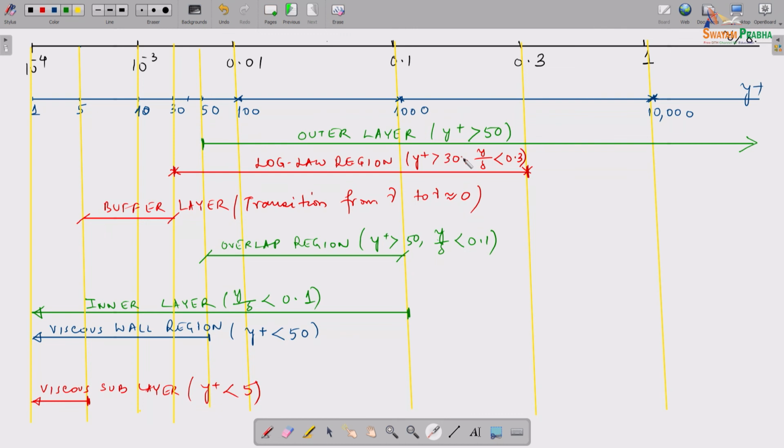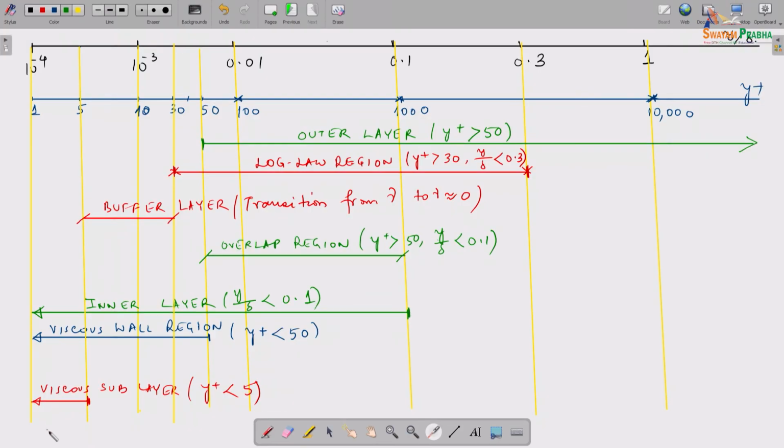And then you come to the log law region, and then there is a buffer layer, a transition from this. So after the log law region, you slowly back away from the dependence. The viscosity effects slowly start dominating as you go closer to the wall, which is kind of happening the way I've written this. So vertically, if I'm coming down, that is what the way I've drawn this chart shows.